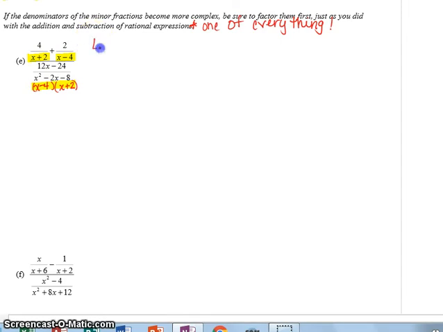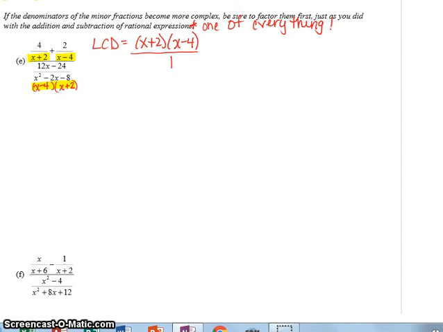So that means my LCD is going to be x plus 2 times the x minus 4. You want one of everything. Put that whole bad boy over 1. Okay? So now what I'm going to do, and it's going to take time just to write this out, I'm going to multiply each original minor fraction, use the factor form there, by this LCD.